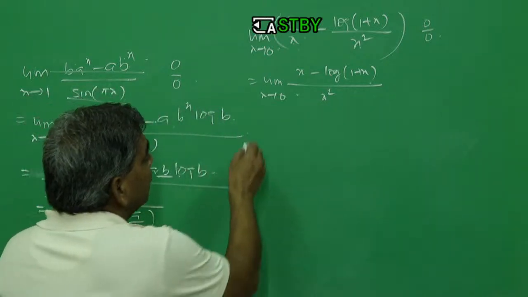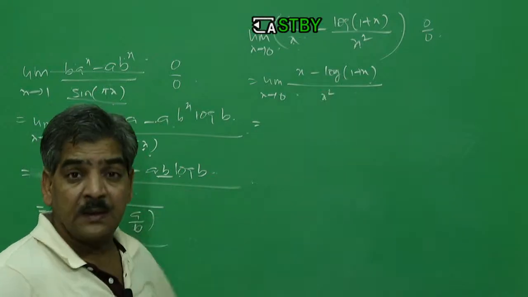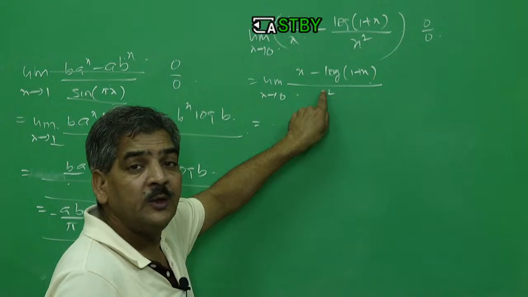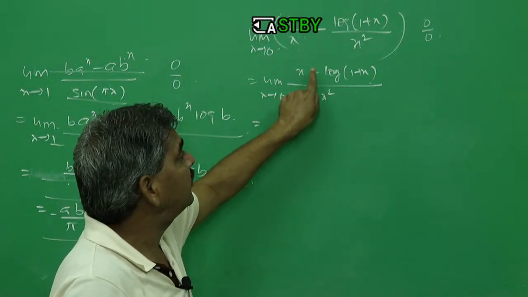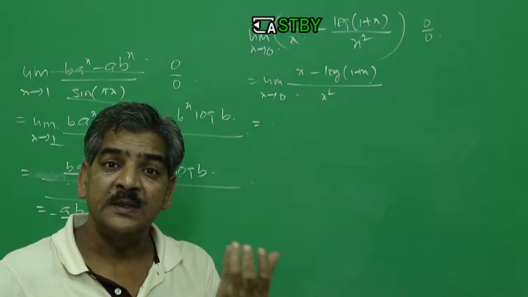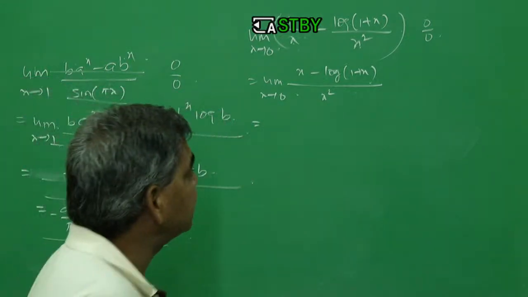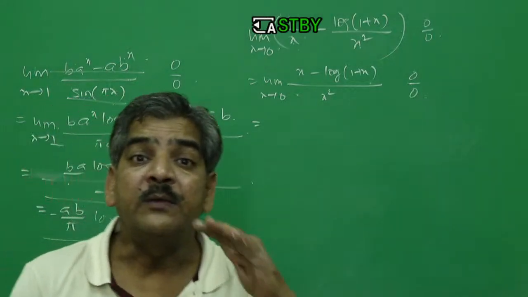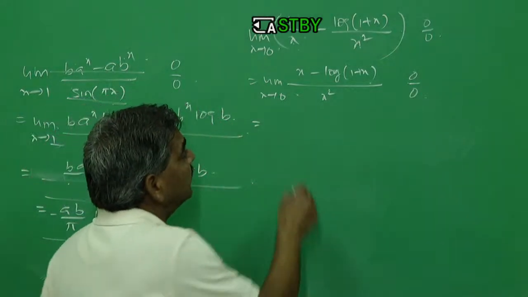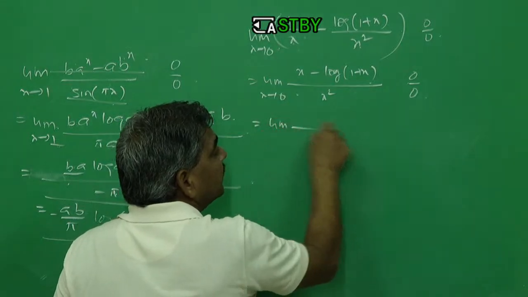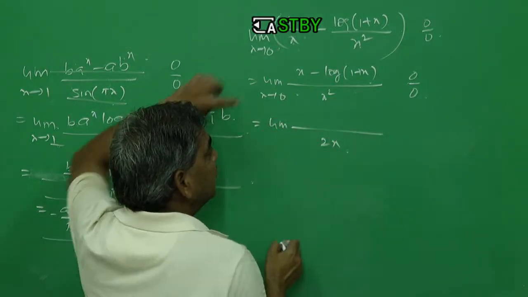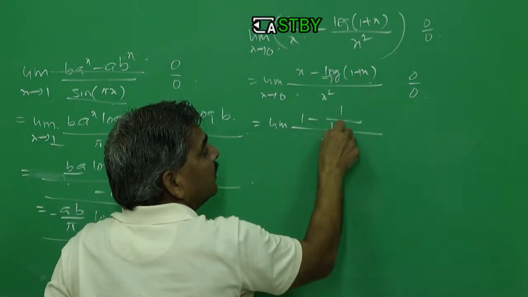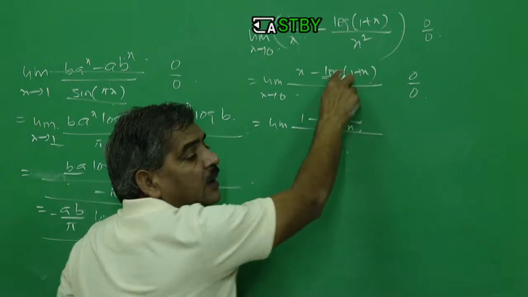Okay, now does this appear in 0 upon 0 format? देखते हैं. If I put x is equal to 0, now denominator becomes 0, x is equal to 0, log of 1 is equal to 0, 0 minus 0, 0. So this appears in 0 upon 0 format. It's correct. Now differentiate numerator separately, denominator separately. So limit of derivative of x square 2x, derivative of x 1 minus derivative of log, 1 upon 1 plus x into derivative of argument.